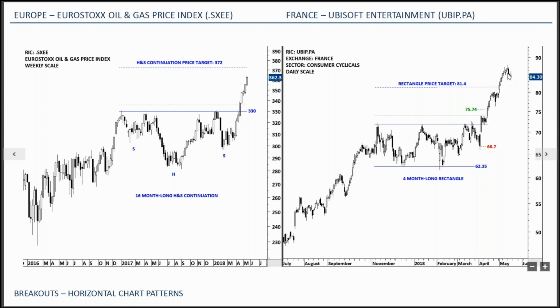Another horizontal chart pattern, rectangle, in an uptrend, acts as a continuation chart pattern. This was a stock from France, reached its chart pattern price target. These are some examples to highlight the horizontal chart pattern breakouts. We will go through several other examples in the following slides.